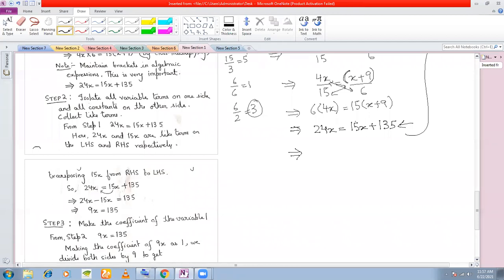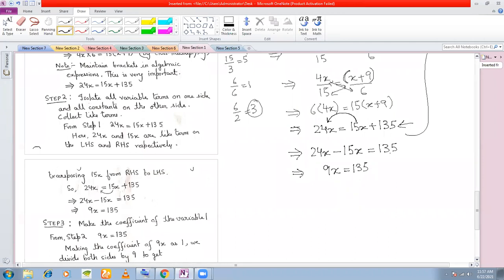So what I want to do here is I want to shift 15 to this side. So by the rules, what do you know? You know that you need to change the sign of this 15x. So from plus 15x, it will become minus 15x. And this 135 we are keeping on the right hand side as it is. Okay. Now you simplify. 24 minus 15 is 9. 9x is equal to 135.